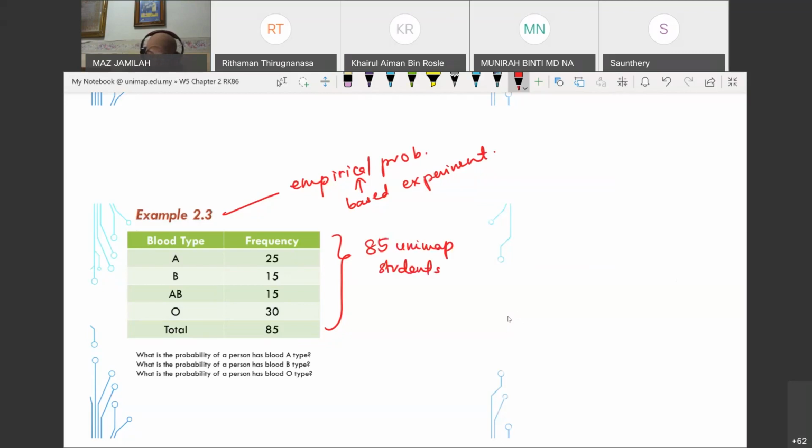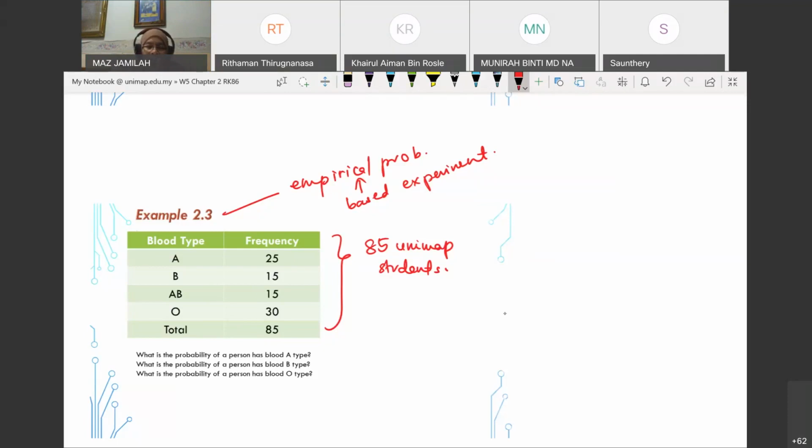Now what happened is that the experiment is that I choose 85 students. I go to the HEP, I obtained a list of names, and then I choose a sample of 85 students out of all the UNIMED students, because I need to choose the sample that represents the whole population of UNIMED students. Now, the experiment is I need to go and find each student that I have identified according to the HEP list. I go to them and I ask, what is your blood type, please?